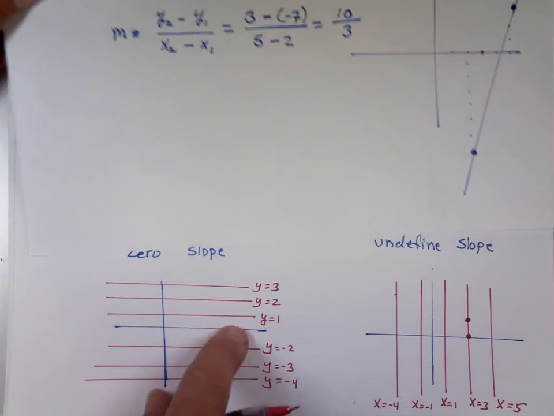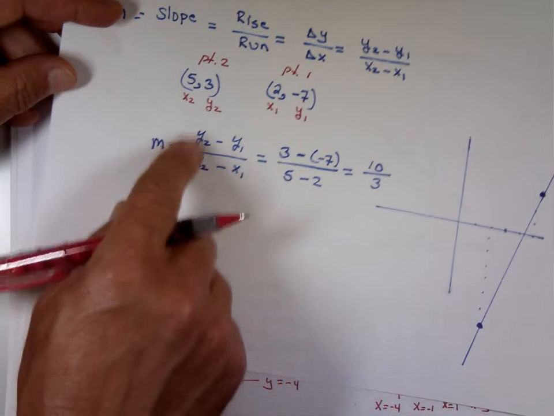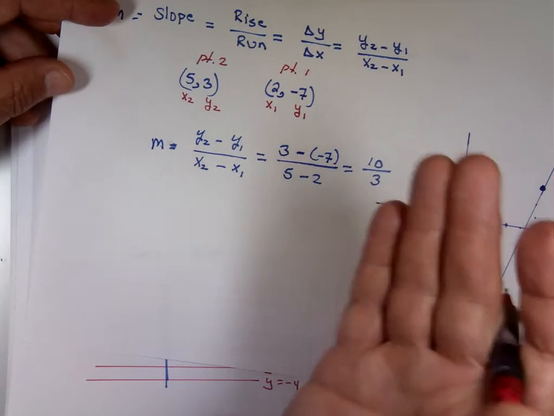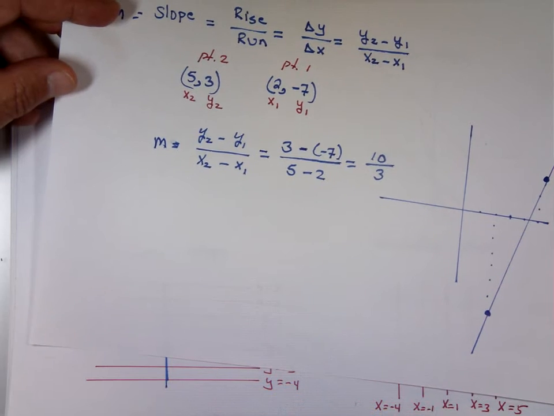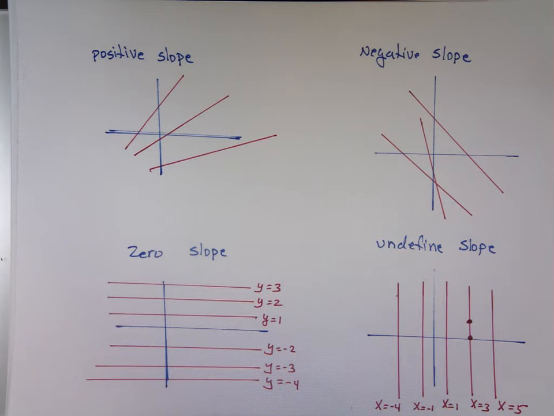Why is it zero slope? The y value is going to be the same, a 7, for example. What's 7 minus 7? 0. 0 over any number is always a 0. So you could have positive slope, negative slope, zero slope, or undefined slope. These are the four options.